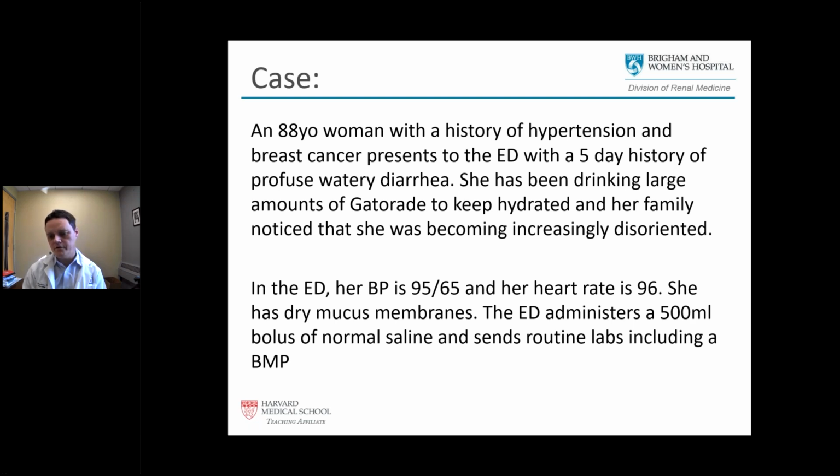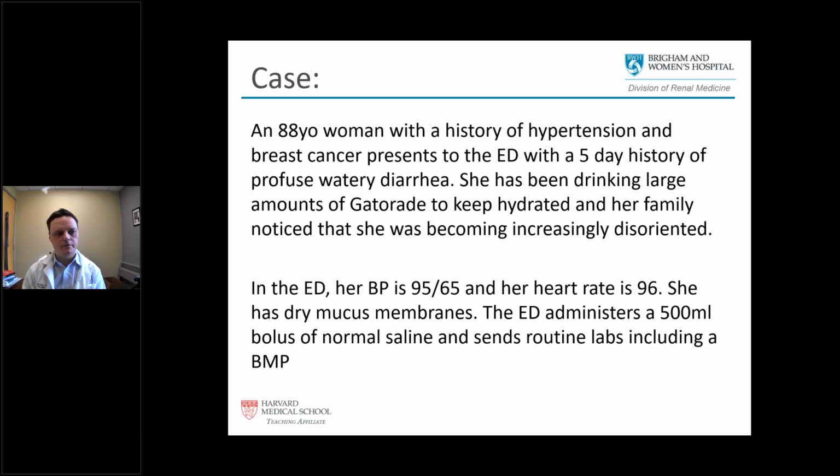In the ED, her blood pressure is 95/65 and her heart rate is 96, suggesting that she's volume depleted. She has dry mucous membranes, again suggesting volume depletion. The emergency department administers a 500 bolus of normal saline and sends routine labs, including a BMP.